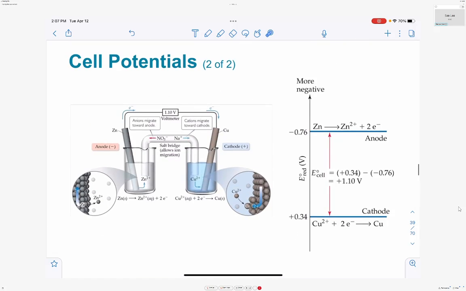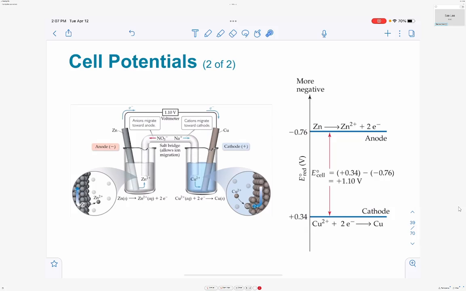And again, due to a more positive reduction potential value of copper, if copper and zinc were to make a voltaic cell, copper is more likely to become reduced, and zinc is less likely to become reduced, or zinc will be oxidized. Zinc will lose the electron war to copper. So the cell potential is basically the reduction potential difference between copper and zinc.